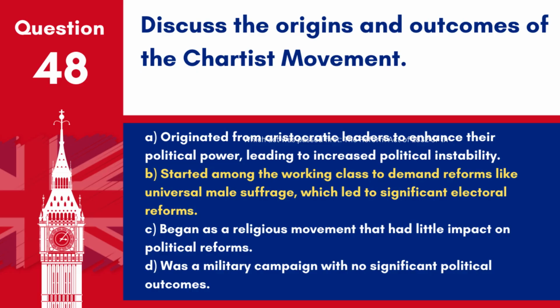Answer: B. Started among the working class to demand reforms like universal male suffrage, which led to significant electoral reforms. The Chartist movement, emerging in the 1830s and 1840s, was pivotal in advocating for democratic reforms in Britain, influencing future legislative changes, although not immediately successful in achieving all its goals.